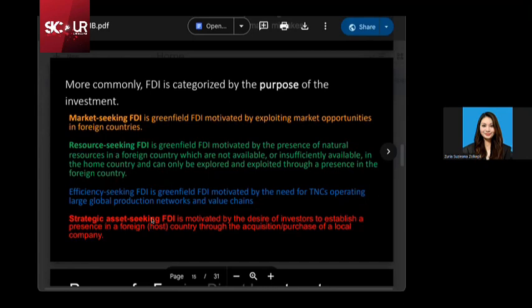From the title or the key point here, I think you understand. For market seeking, definitely they try to exploit market opportunities in foreign countries, right? They want to have market opportunities, exploiting market opportunities in foreign countries, and try to dominate because the market is attractive in that country.